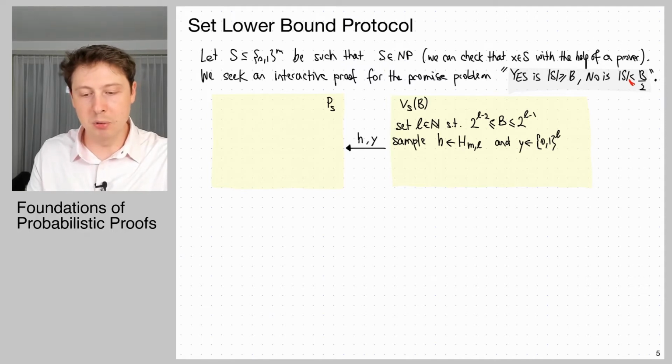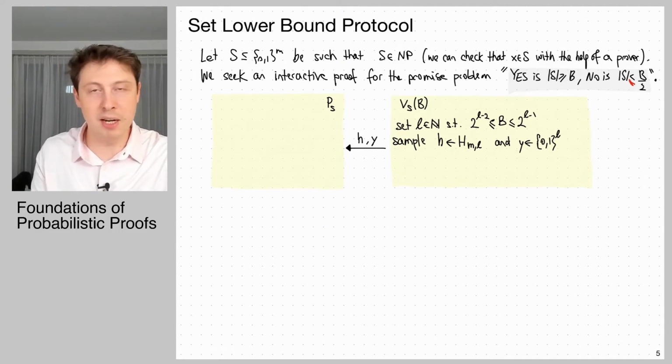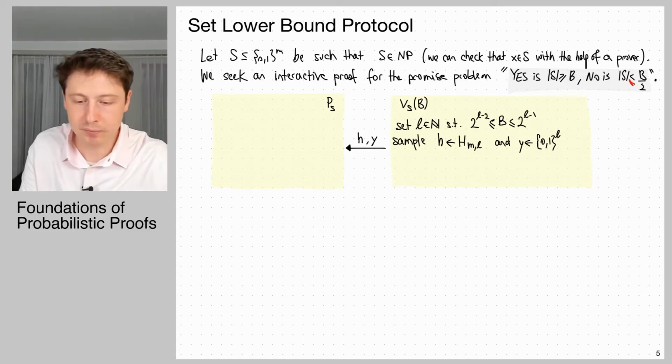And it's going to send to the prover, here is my random H and random Y. Notice that this is a public coin protocol because it's just sending a random hash function. It just sampled H and Y and it's just sending both of them right away. Okay? There's nothing secret in the verifier's mind.